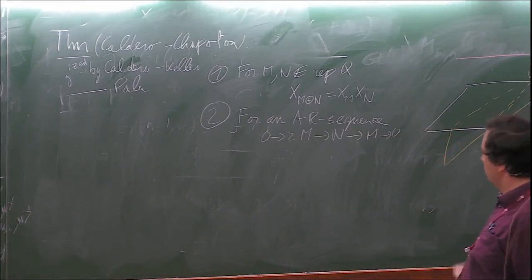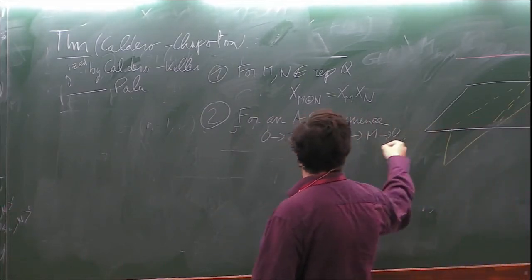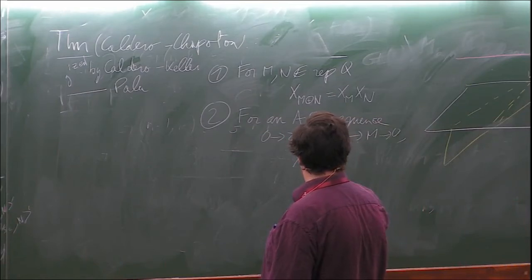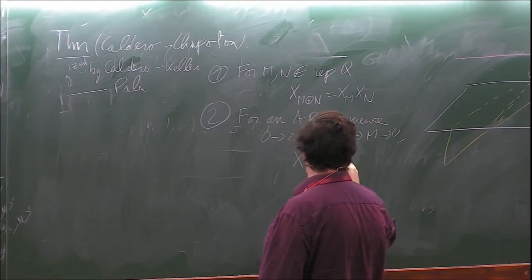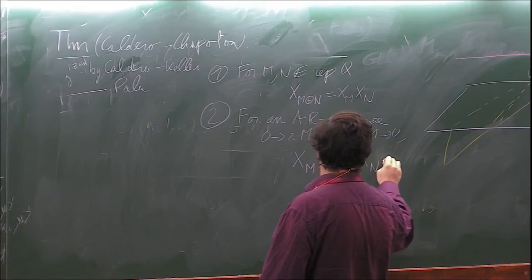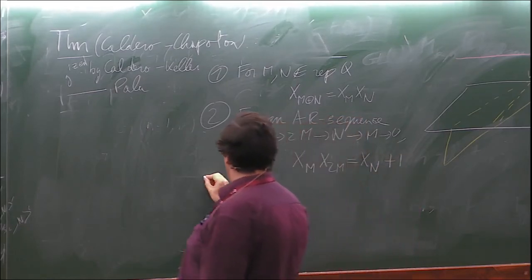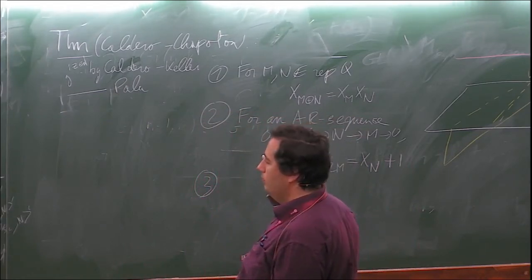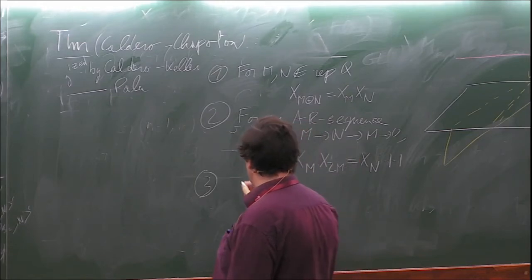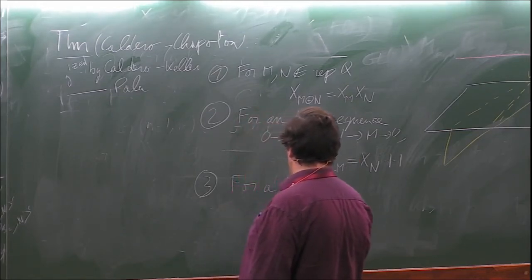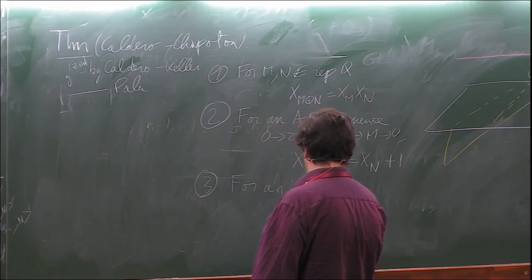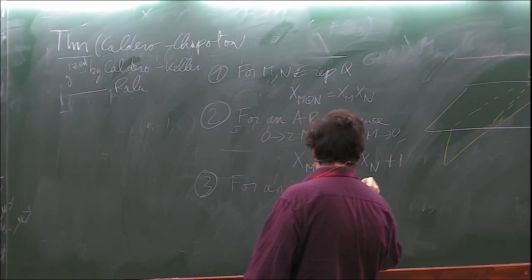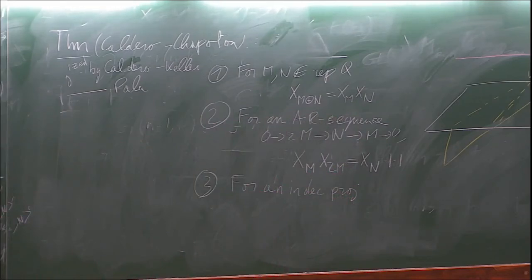Okay? So for n, we have x m x tau m equal x n plus 1. And 3. So, okay, now how do I want to write it? So for a projective, indecomposable projective. Or maybe before I write it, I say a small comment about the AR thing. So I want to give you a flavor of what I want to do.